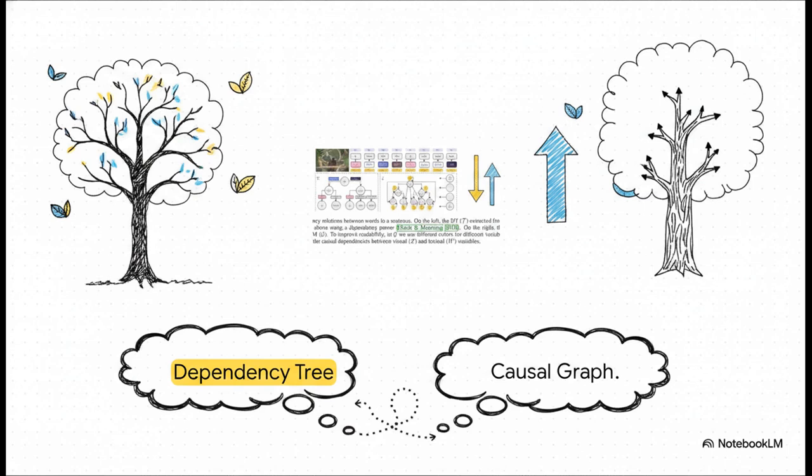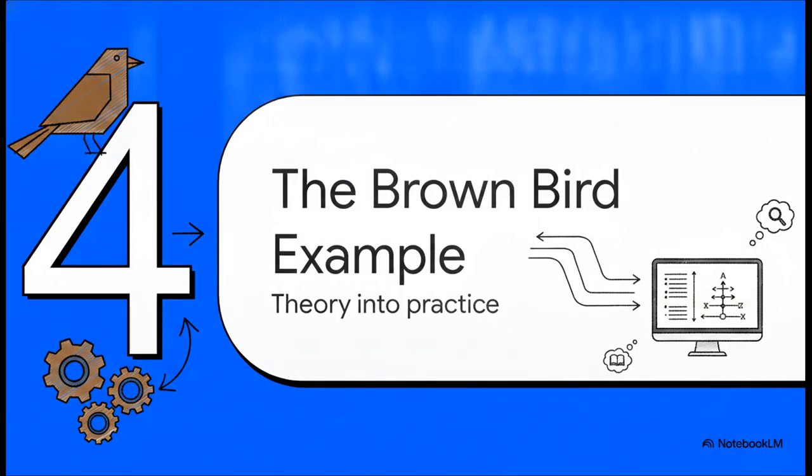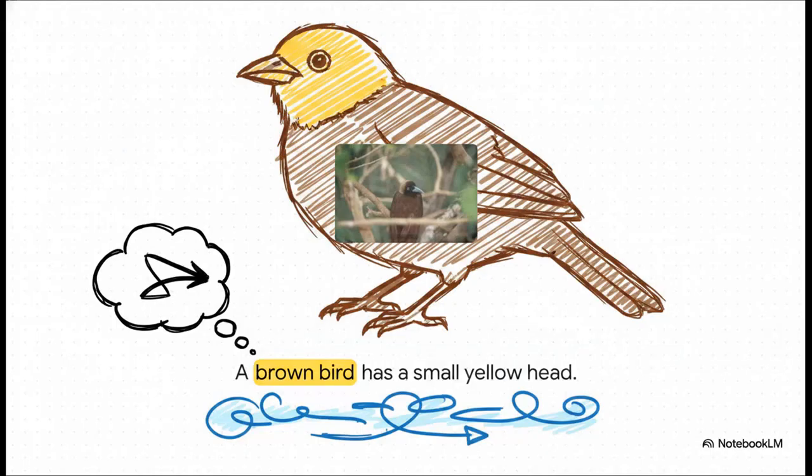It learns that the adjective is causally dependent on the noun it modifies. Let's see this in action. Section 4, the brown bird example, putting the theory into practice. Okay, picture the sentence, a brown bird has a small yellow head.